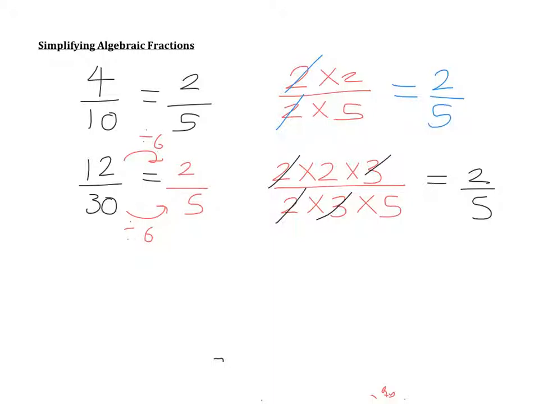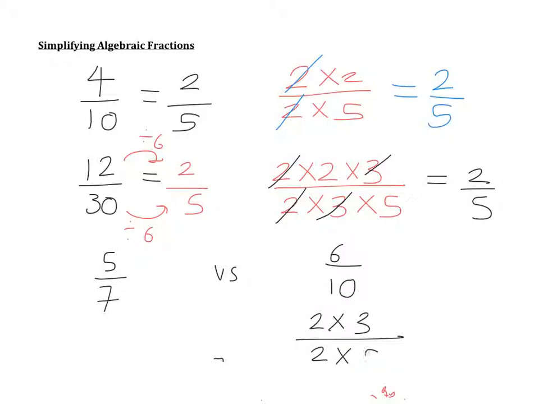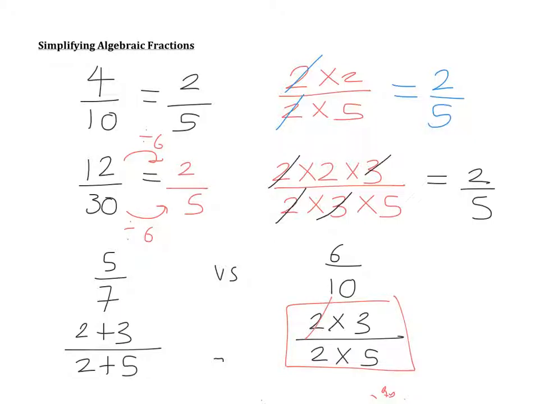If we now think about a particular example, 5/7 versus 6/10. 5/7 does not simplify, 6/10 does simplify. We can think of 6/10 as 2 multiplied by 3 over 2 multiplied by 5. 5/7, however, is 2 plus 3 over 2 plus 5. In this example here, 6/10, the 2 and the 2 cancel, leaving us with 3/5 as an answer.